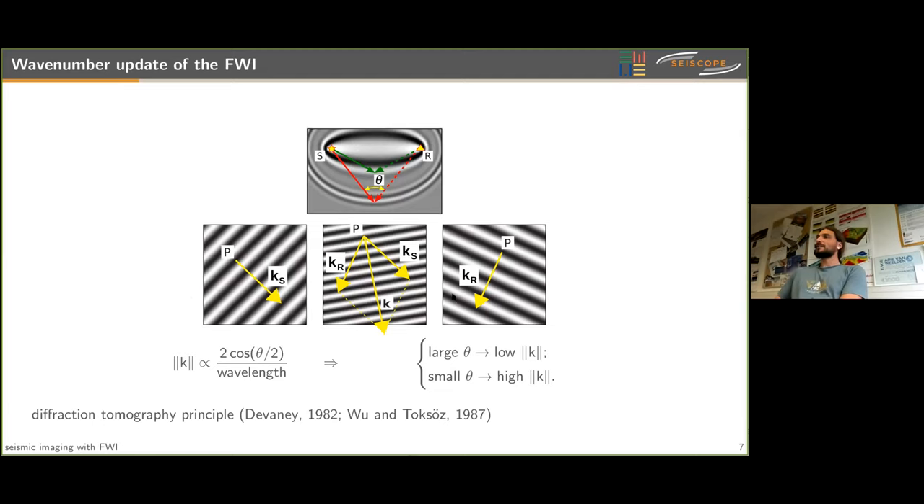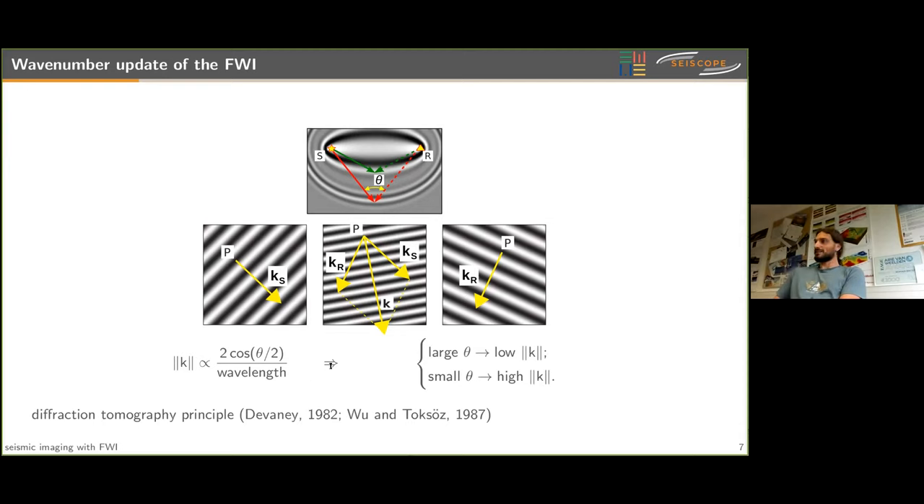And this gradient can be seen as a product of the two wave fields at each spatial location. As I just said previously, depending on whether we are in a transmission regime, with a large theta angle here, or a reflection regime with a small theta angle here, the value of the wave number component of the gradient will change. And we can do a small analytical analysis based on plane waves just to understand how it works.